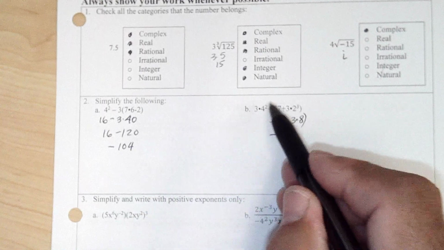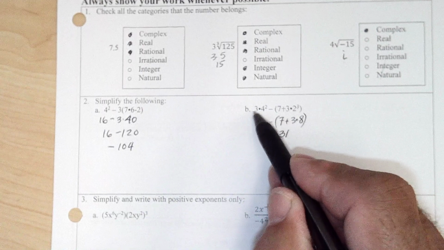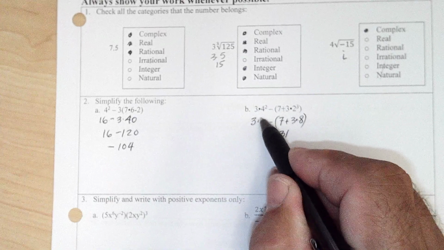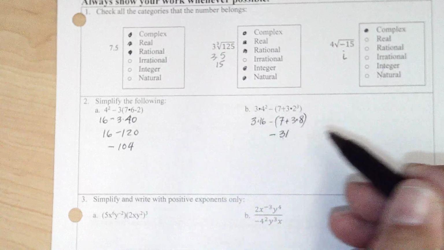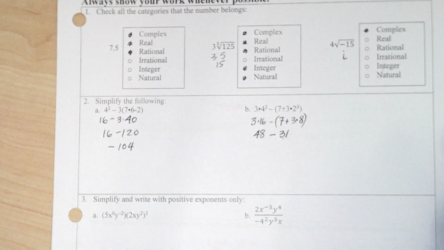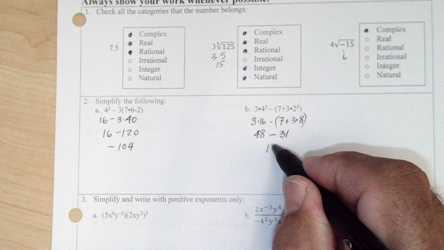Out here we have a power, and it comes before the multiplication. So we have 3 times 4 squared, which is 16. 3 times 16 is 48. Minus 31 is 17.